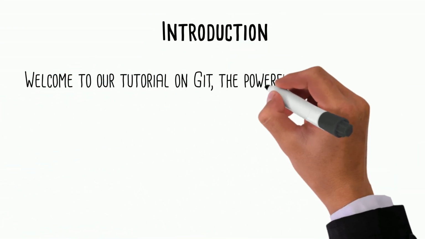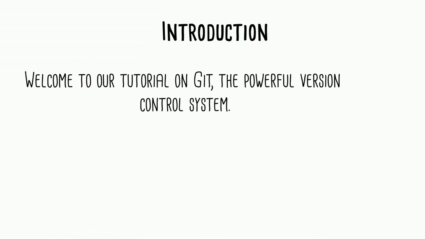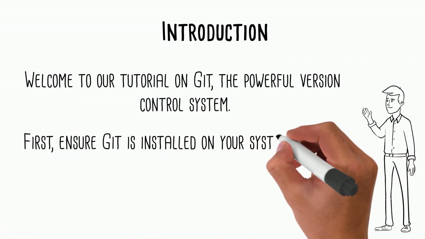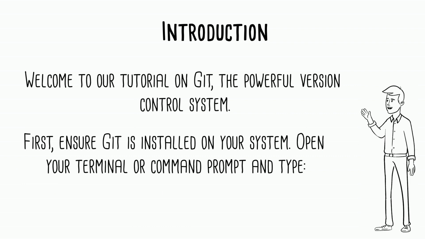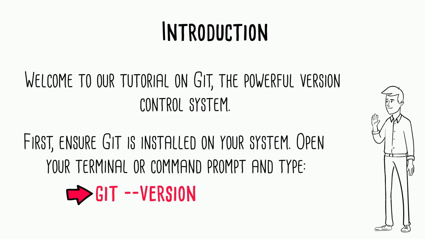Welcome to our tutorial on Git, the powerful version control system. First, ensure Git is installed on your system. To do that, open your terminal or command prompt and type git --version. This will give you the version of Git if it is installed successfully on your system.